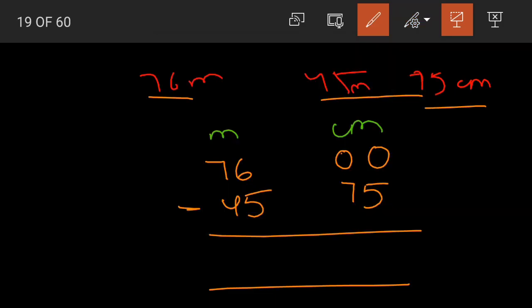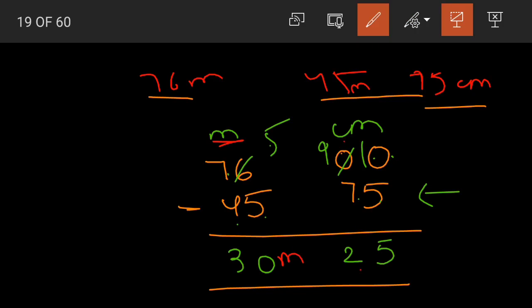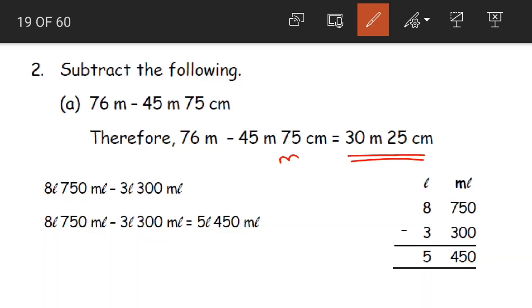Now moving on to the subtraction part. As we do the subtraction normally, starting from the right side, 0 minus 5 is not possible, so borrow. 10 minus 5, 5, 9 minus 2, 7, 5 minus 5, 0, 7 minus 4, 3. So what will be our answer, children? 30 meters 25 centimeters. That will be our answer. Isn't this easy? Once you are perfect with the addition, you can do the subtraction as well.